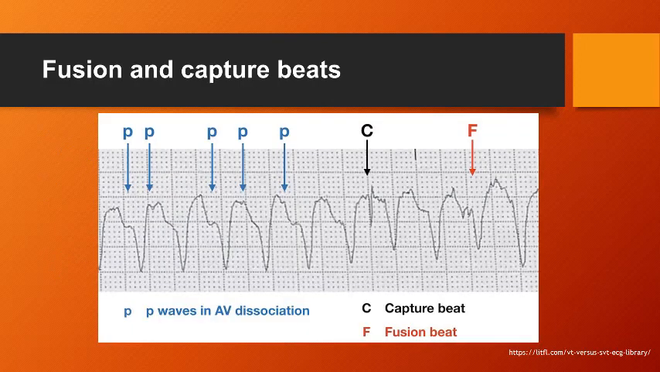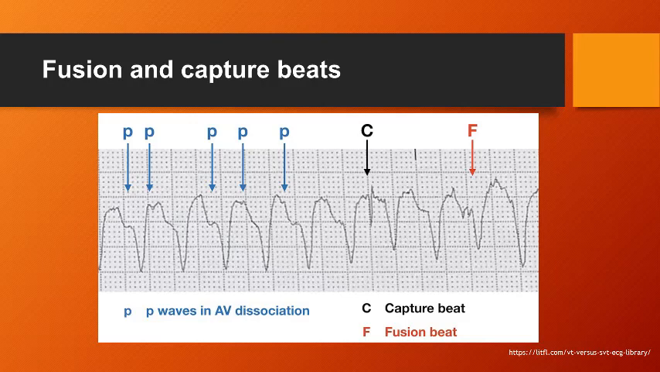Now, fusion or capture beats, when identified on the surface ECG in a patient with wide complex tachycardias, are diagnostic of VT. What are fusion beats? Fusion beats occur when one impulse originating from the ventricle and a second supraventricular impulse simultaneously activate the ventricular myocardium. The resulting QRS complex has a morphology intermediate between that of a sinus beat and a pure ventricular complex. Intermittent fusion beats during a wide complex tachycardia are diagnostic of AV dissociation and therefore VT.